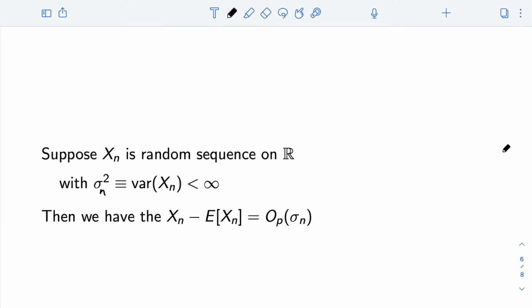For this next exercise, we are going to imagine we have a sequence of random variables on R, and for each of those random variables, the variance, sigma squared n, exists and is less than infinity. In this case, we have that X_n minus its mean, the expectation of X_n, is big O_P(sigma_n), where sigma_n here is the standard deviation of X_n. This is a very useful result, and it's basically telling us the width of the sampling distribution of a random variable is no larger than its standard deviation, and we'll see that in general, the standard deviation is really the correct measure of width of a distribution.